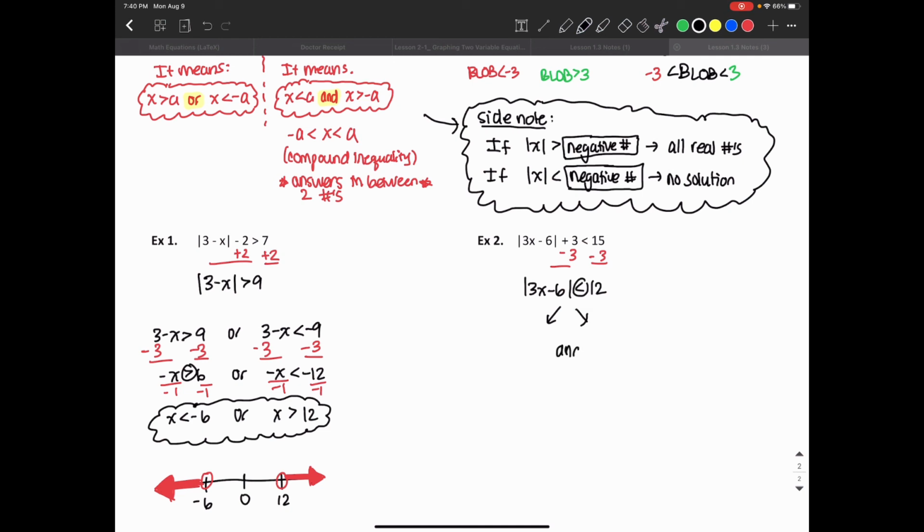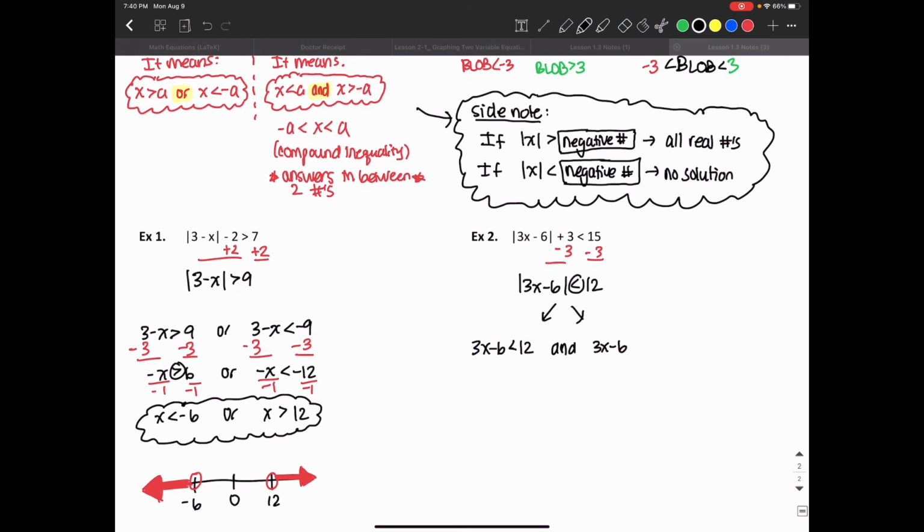This is a less than sign, so I'm thinking "and" in between. I have 2 inequalities with "and" in between. The first one is just exactly what it is, minus the absolute value bars, so 3x minus 6 is less than 12. The second one is what's inside: 3x minus 6 is, instead of less than, greater than, and instead of 12, negative 12. Now I solve these. I add 6 on both sides. That works for both of these. I end up with 3x is less than 18, and 3x is greater than negative 6.